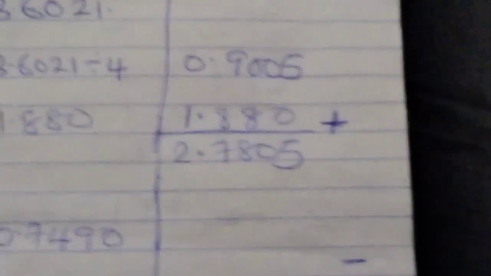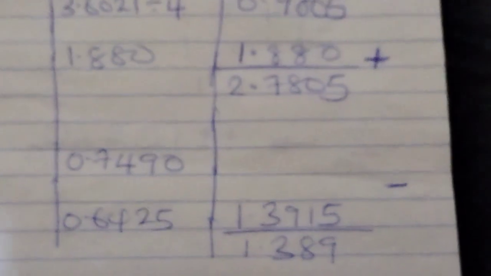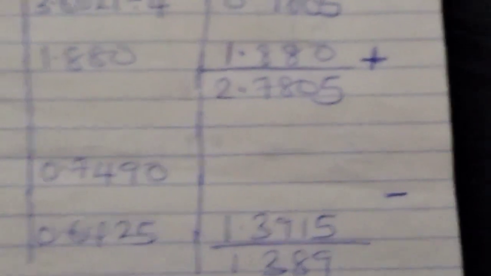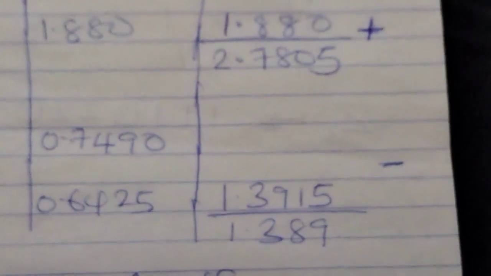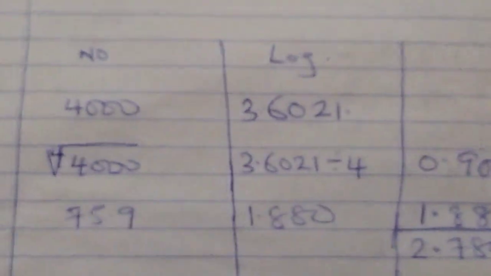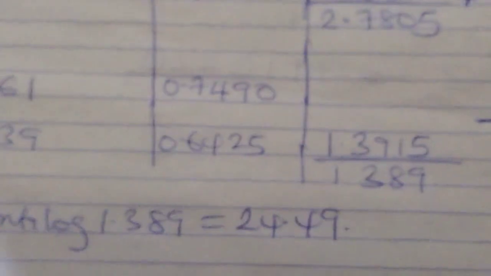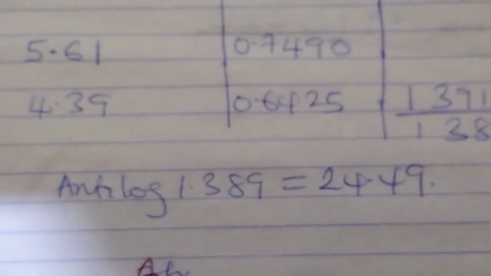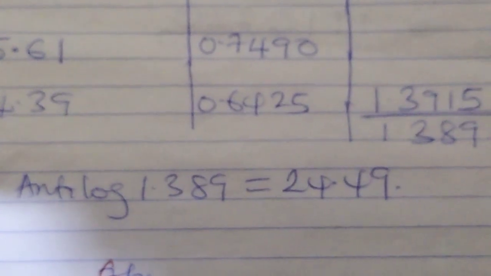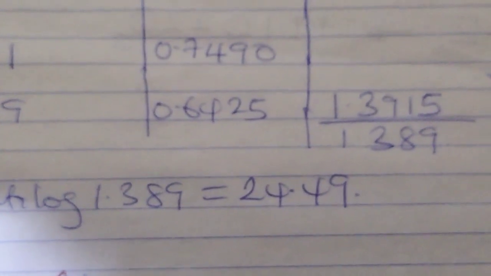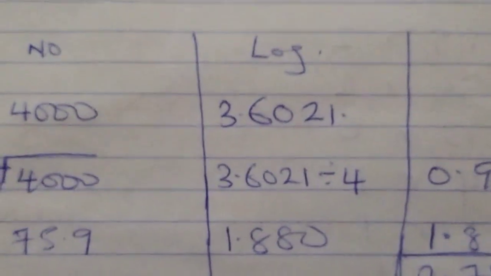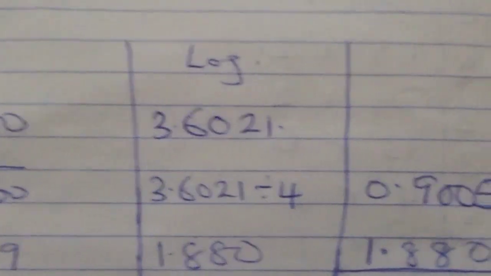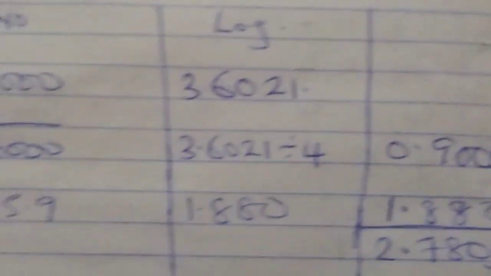We'll now subtract the denominator from the numerator. That is 2.7805 minus 1.3915. That gives us 1.389. So we'll now find the anti-log of 1.389, and that gives us 24.49. You can view it once more to check the working again.